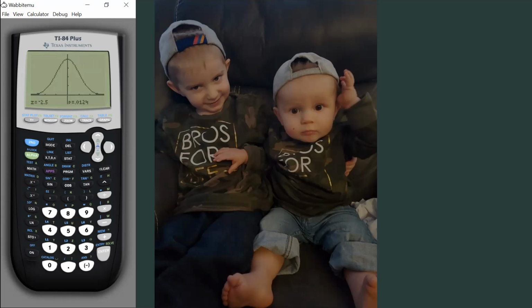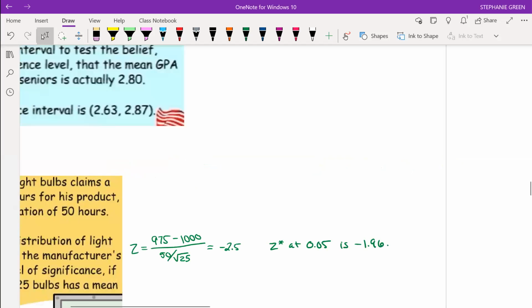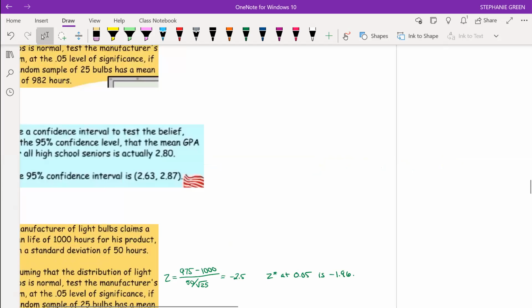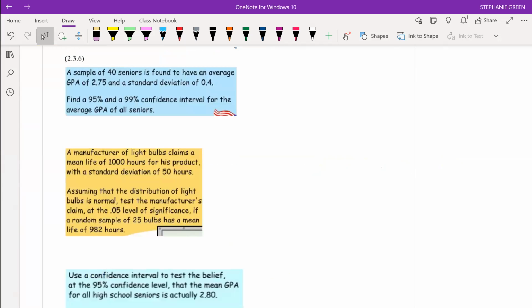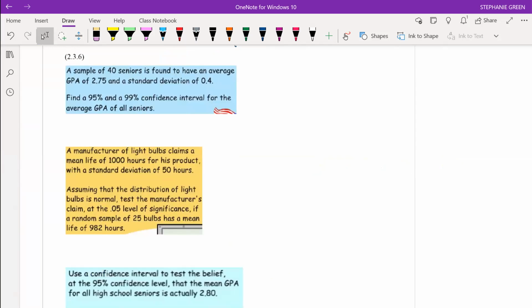Okay. For the rest of this study portion, it talks about how hypothesis tests are very similar to confidence intervals. In fact, we can make the same conclusions using basically the exact same numbers by looking at a confidence interval rather than performing a hypothesis test.